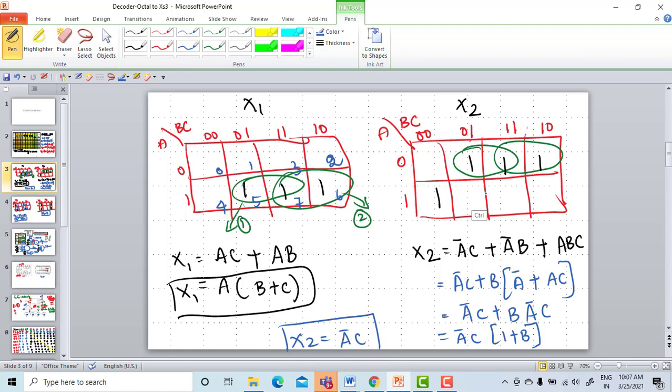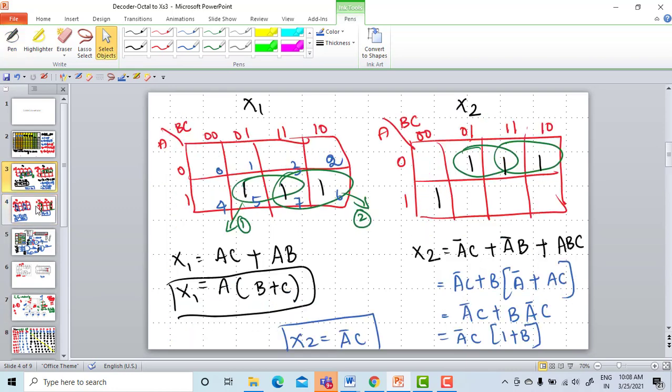Okay, see here I have taken this B commonly out. This is A bar plus AC, and this is from the Boolean law. A bar plus AC can be written as A bar and then the C if the complement is available here. So I can write it as A bar C. So again here I can take A bar C commonly out, 1 plus B. 1 plus B is 1 again. So x2 is A bar C. Okay, so we know the expressions now.